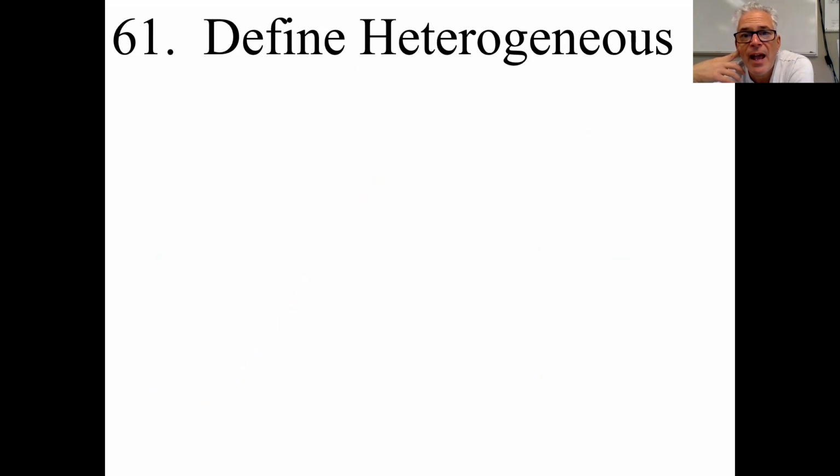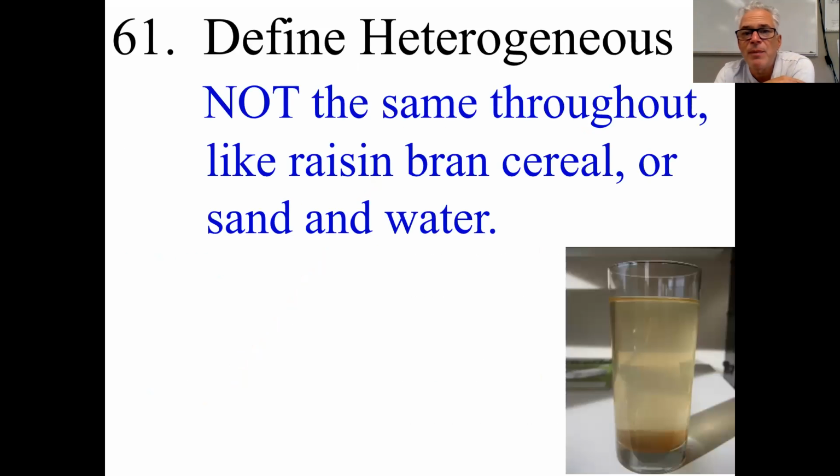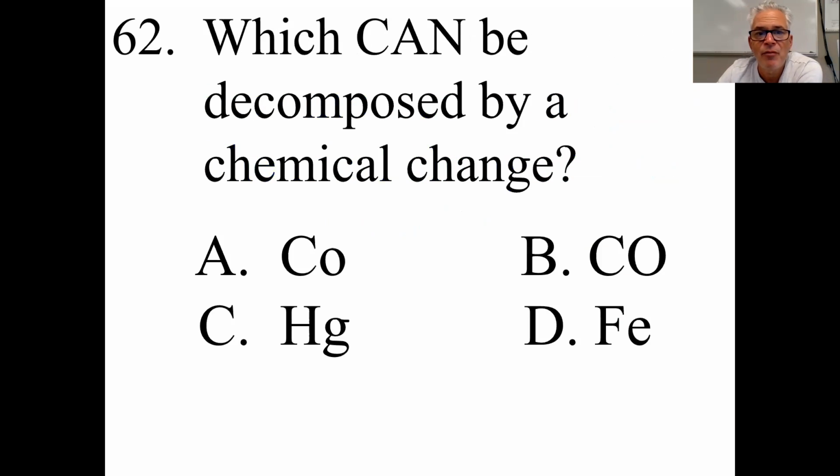What does this crazy big word mean? The big H word, heterogeneous. Heterogeneous means not the same throughout, like Raisin Bran cereal with milk or sand and water in this case. The sand sinks, and I guess there's a little bit of sand still floating in that water, but it'll all settle out. It's not the same throughout.